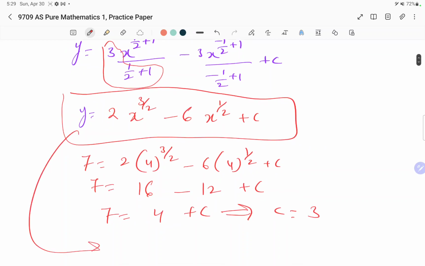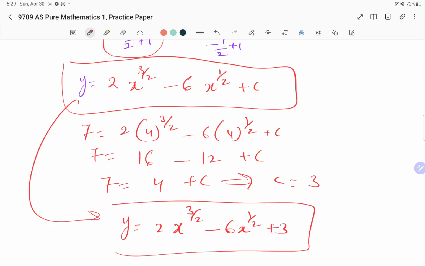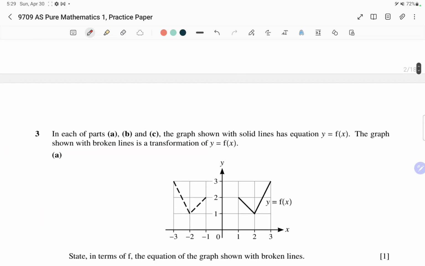So finally our y will be 2 times x to the power 3 over 2 minus 6 times x to the power half, and c is 3. So we will get y equals this. Okay, now come to the next question.